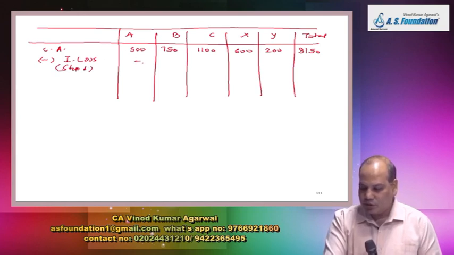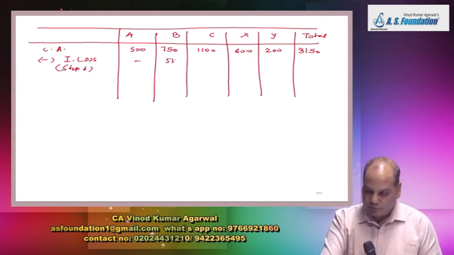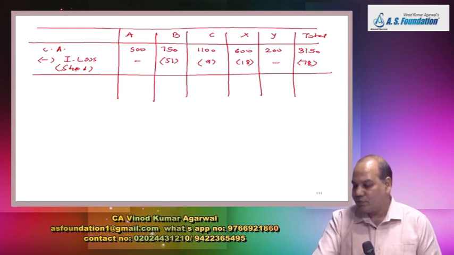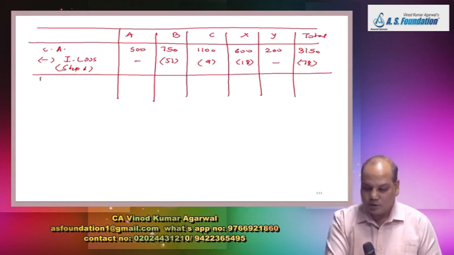Step 1. A, 0. For B how much was that? 51. For C how much was that? 9. For X how much was that? 18. Total 78. Is it 78? First you have to deduct it and then you write down the revised carrying amount after step 1.